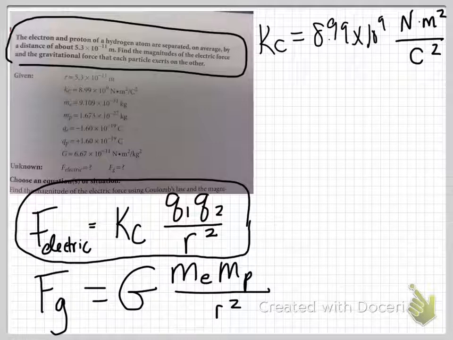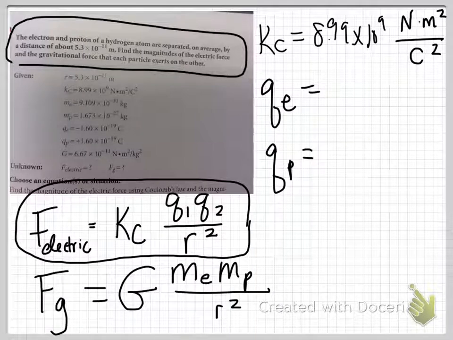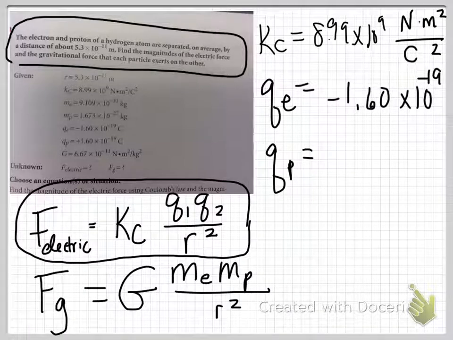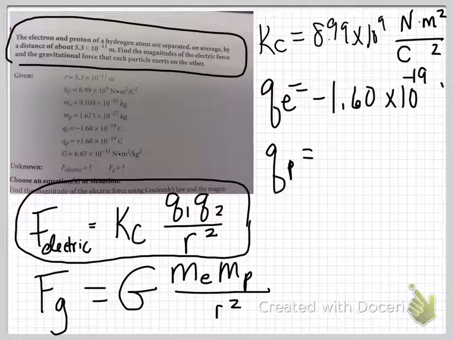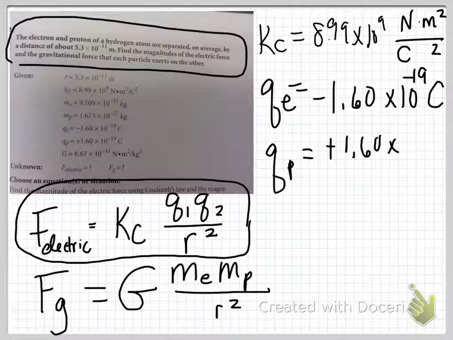So, what we need to know is the charge of the electron and the charge of the proton. Charge is given as Q in this. So the charge of an individual electron is negative, and it is negative 1.60 times 10 to the negative 19th coulombs. Charge of a proton is positive 1.60 times 10 to the negative 19th coulombs.